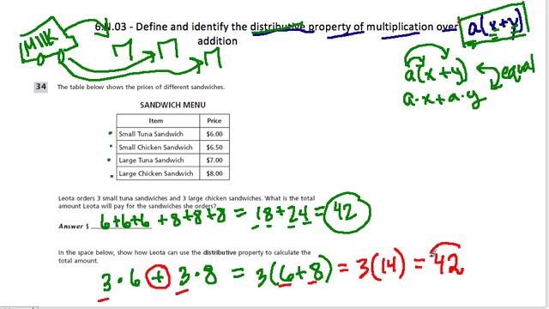So you could show that this is how you could use the distributive property to actually find out how much she spent on these sandwiches. And this property we'll go over in other videos, about why it makes sense and other fun ways of looking at it and applications, but it's very useful.